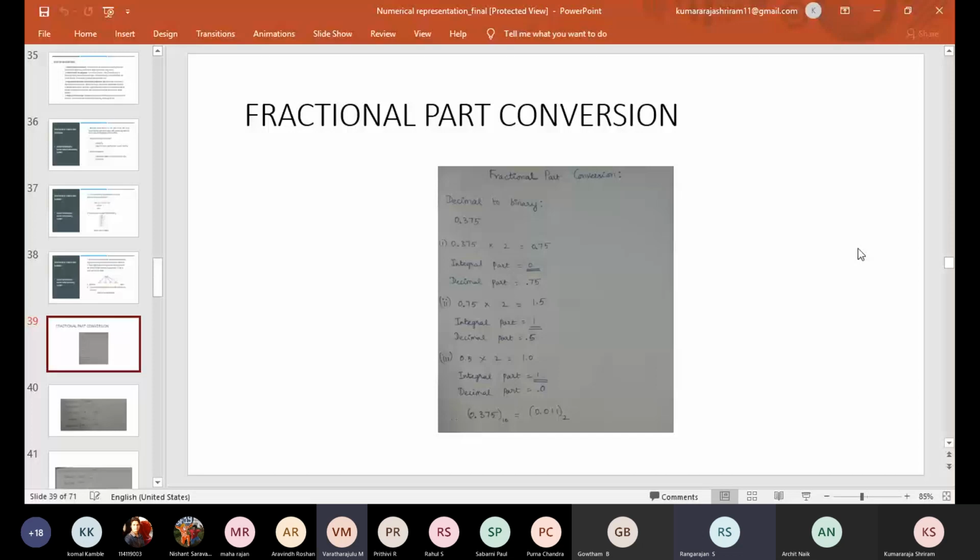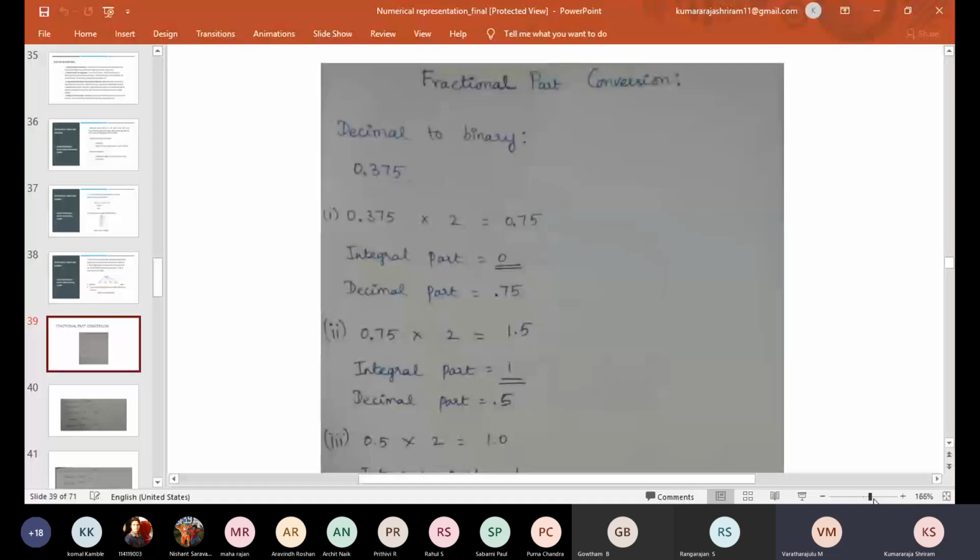Just a minute, Rangarajan. I request Kumar Raja to zoom in a little. Now go ahead. Once this slide is over, you zoom out and continue your presentation.